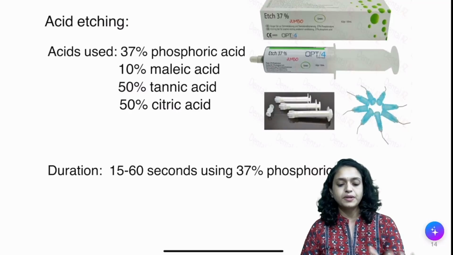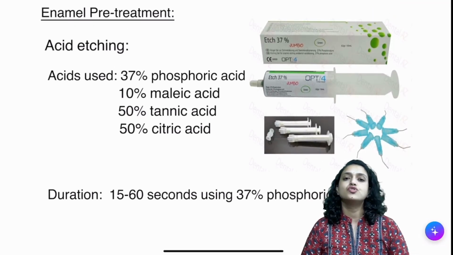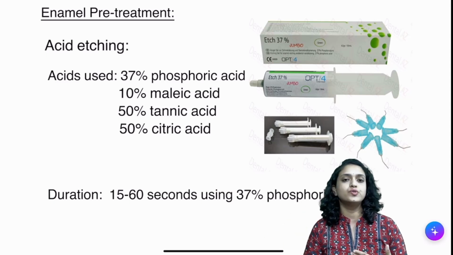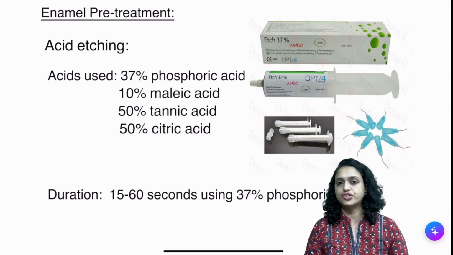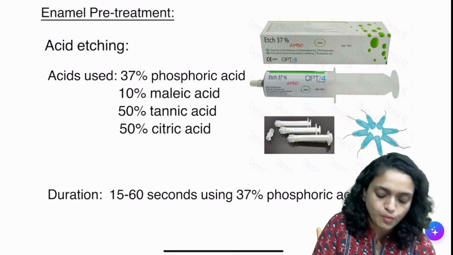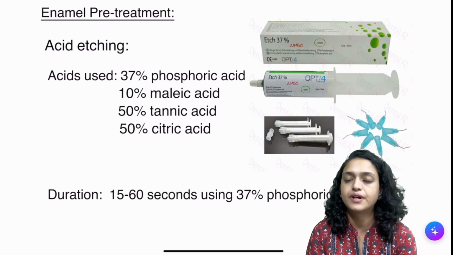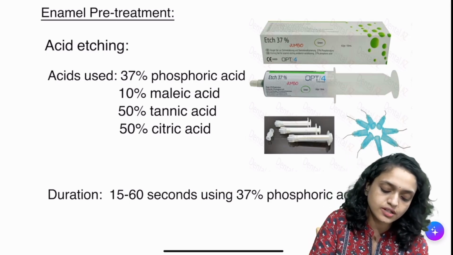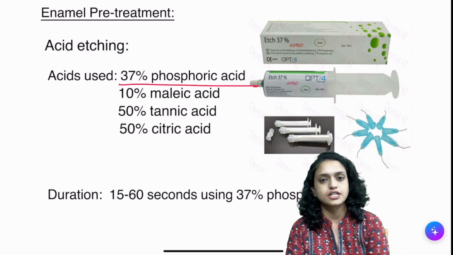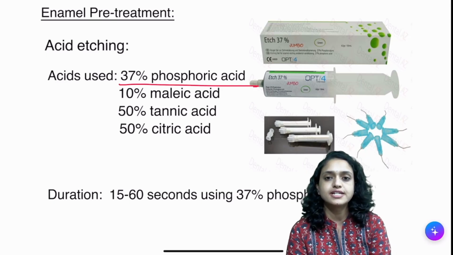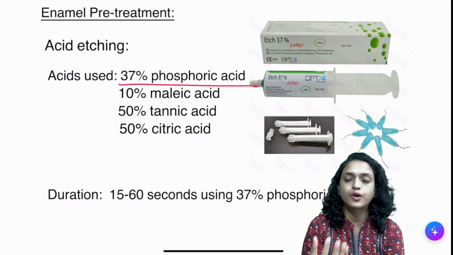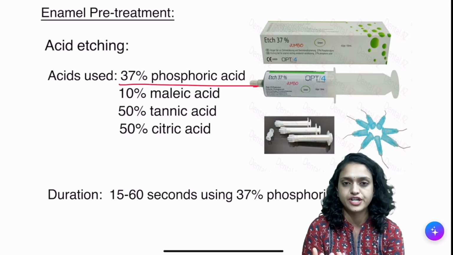Next, coming to the enamel pre-treatment. After you have cleaned the tooth surface and given good moisture control, you are going to etch the tooth which you need to bond. The most common method of etching or conditioning the tooth is using 37% phosphoric acid. 37% phosphoric acid generally gives the required micromechanical adhesion.